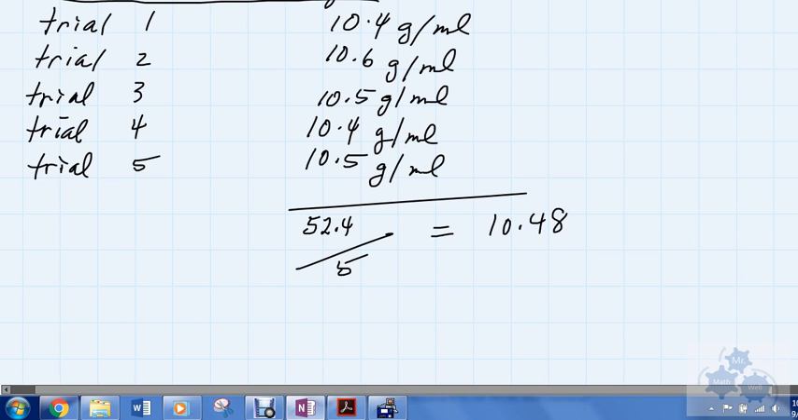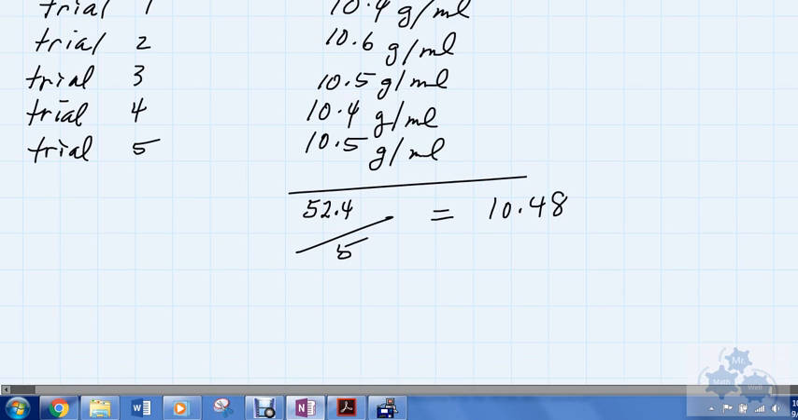3 sig figs. Now, technically, if we divide by 5, that's not really a number where sig figs apply, is it? That's not a precise measurement. That's just a counting number. So really, you could just use the 1 decimal place. It's like this is just an adding question. But just for simplicity's sake, let's say we have to round this to 10.5.